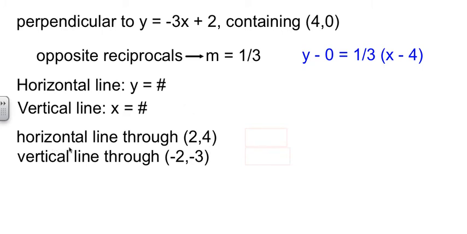We have a horizontal line going through the point 2, 4. Horizontal tells me it's y equals a number. What does y equal in this problem? Y equals 4. So the equation is y equals 4. Vertical line through the point -2, -3. We know what it means to be a vertical line. It means we're going to have x equals a number. What number does x equal in this problem? X equals -2, so that's our equation, x equals -2.